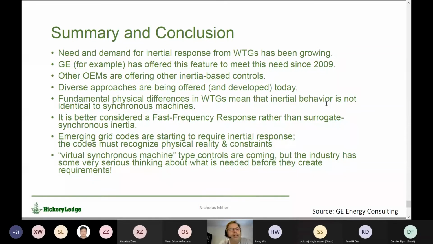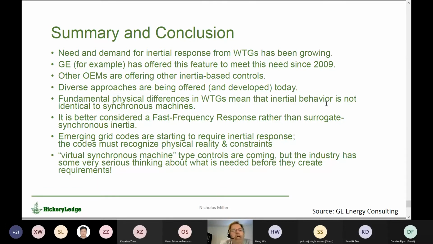this is an interesting summary, right? There is a need. People have been wrestling with this. This is a commercial, at least the GE offering has been a commercial offering for more than a decade. Enercon has been doing this. Siemens have been doing it. Suzlon, it has shown up in some grid codes, but it's not widespread.